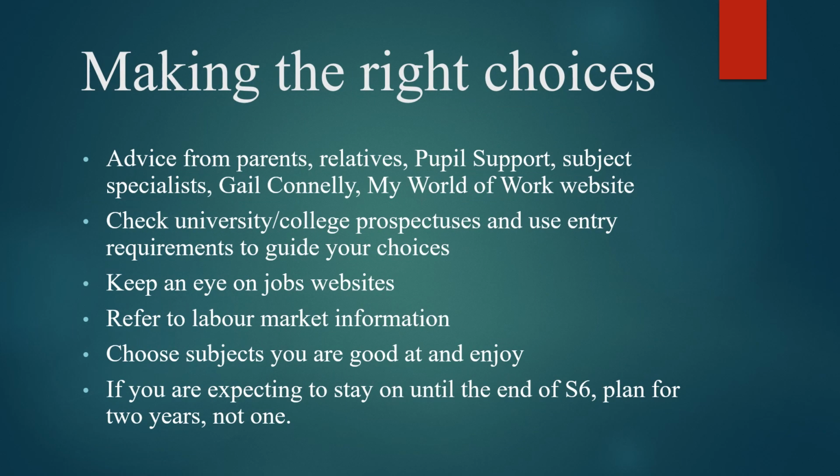So just returning to that idea of making the right choices, how do you make those right choices? Apart from the advice that I've already talked about, I would advise you to check university and college prospectuses, because they will give you guidelines for the subjects that you should be choosing and what the entry requirements are for each of those courses. You should also keep an eye on jobs websites. They will give indications of the qualifications they want. And refer to something called labour market information, I'll talk a bit more about this in the next slide.